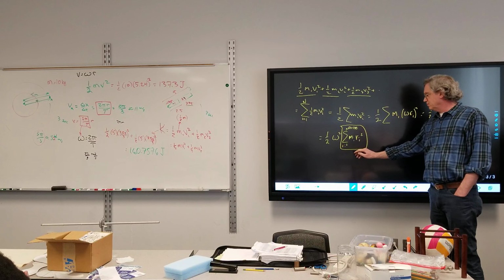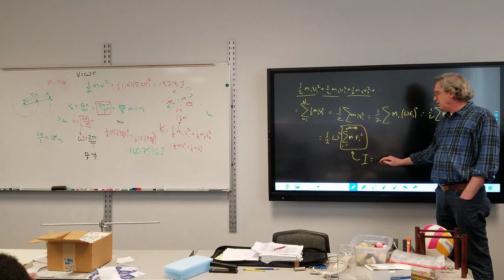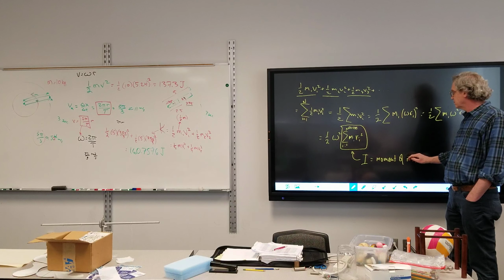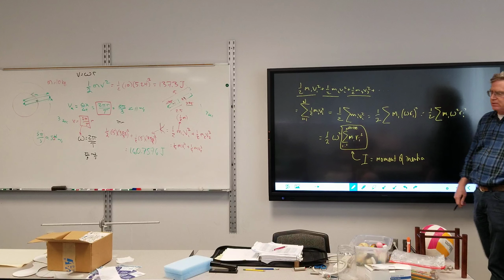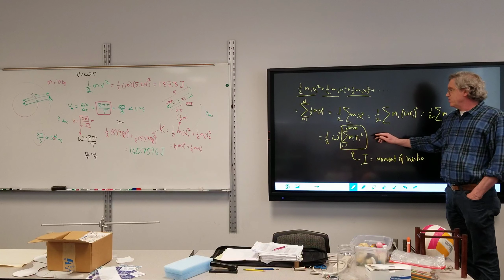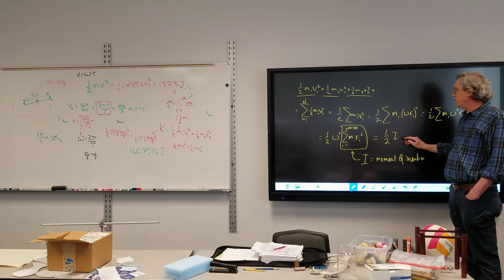This has a special name. The symbol for it is capital I, and this is the moment of inertia. There's a more formal name to it, which I'm blanking on right now. Some textbooks will call it rotational inertia. But if that is our moment of inertia, then our kinetic energy is 1/2 I omega squared.